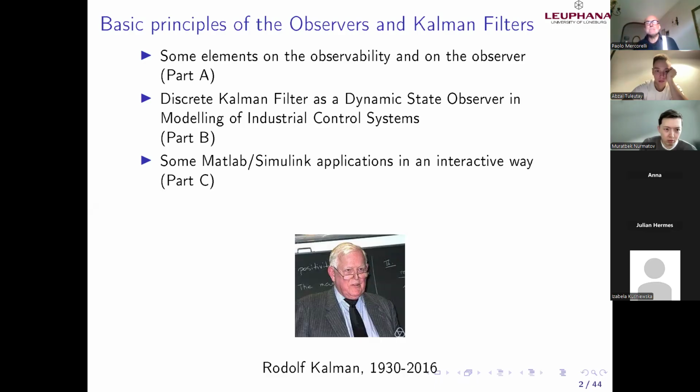Then the central part of this session of the course is that we will introduce the discrete Kalman filter. We can see here some interesting words: a dynamic state observer. I will come back to the words dynamic state. Modeling of industrial control systems. Industrial, you can forget for now, because we will see that we can use the Kalman filter everywhere.